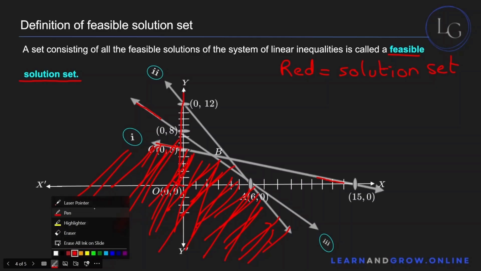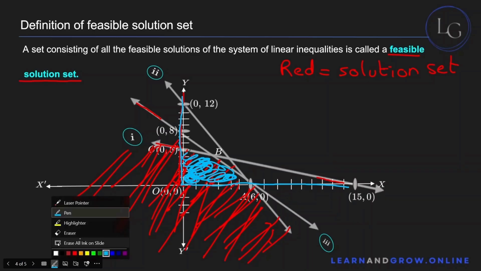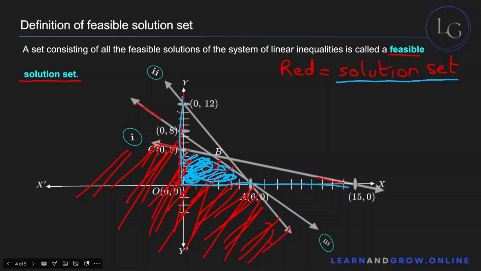And let me just use another color, right? It gets a bit confusing. This is the first quadrant. So basically only this part of the shaded region is part of the feasible solution set. Okay, so that is what a feasible solution set is. You first of all shade out all the solution sets, and then you restrict it to the first quadrant, and that is your feasible solution set.